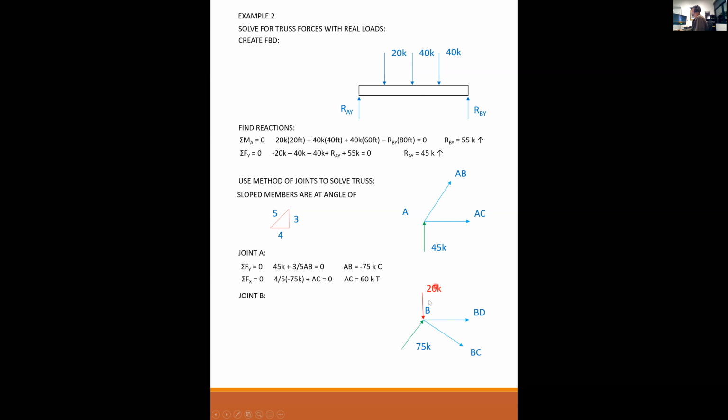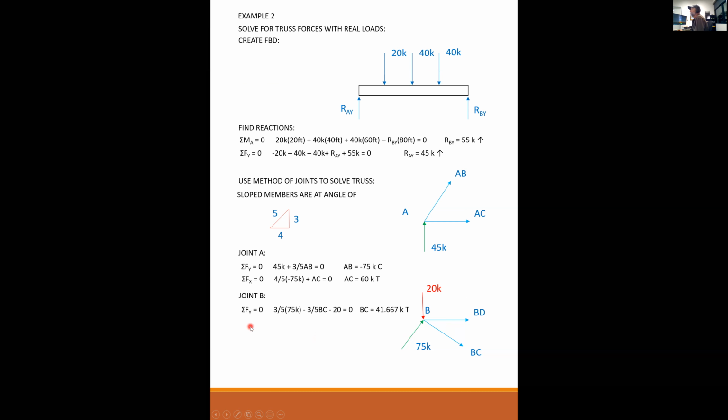Joint B, don't forget to put the load on there. We have a 20 kip load at B. So the 75 that I know, the 20 kips of the applied load, and 2 unknowns BD and BC. So which one should I sum first, vertical or horizontal? Vertical. Yes, I agree. Why would you do vertical? We have only one unknown. That is correct. I would do vertical because that way there's only one unknown and you can solve directly.